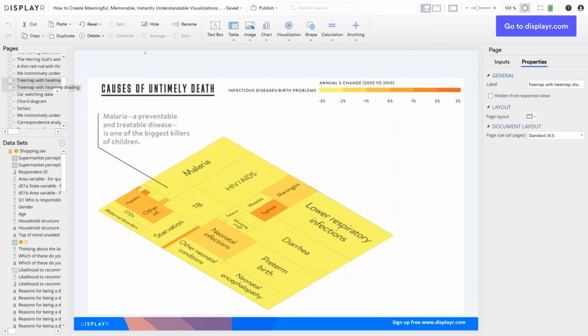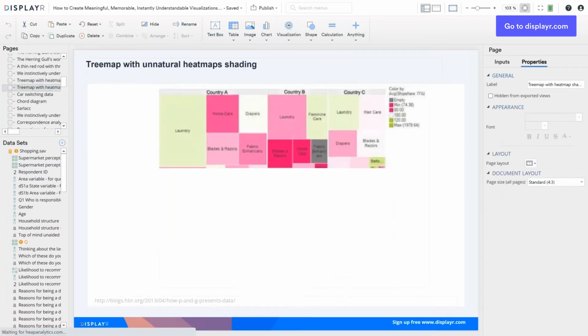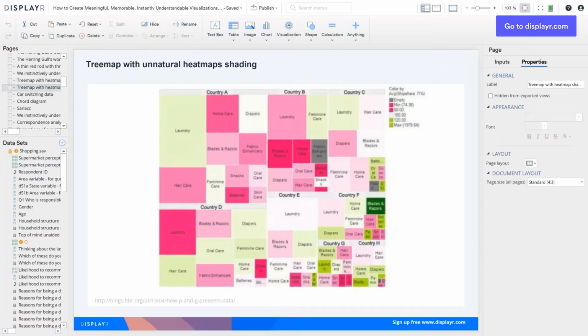You can still do a tree map with heat map shading and make it bad. This one here is using a bizarre scaling of red, gray, and green, and you just don't know what to look at. What's good, what's bad, what's interesting. The brain can't figure it out.